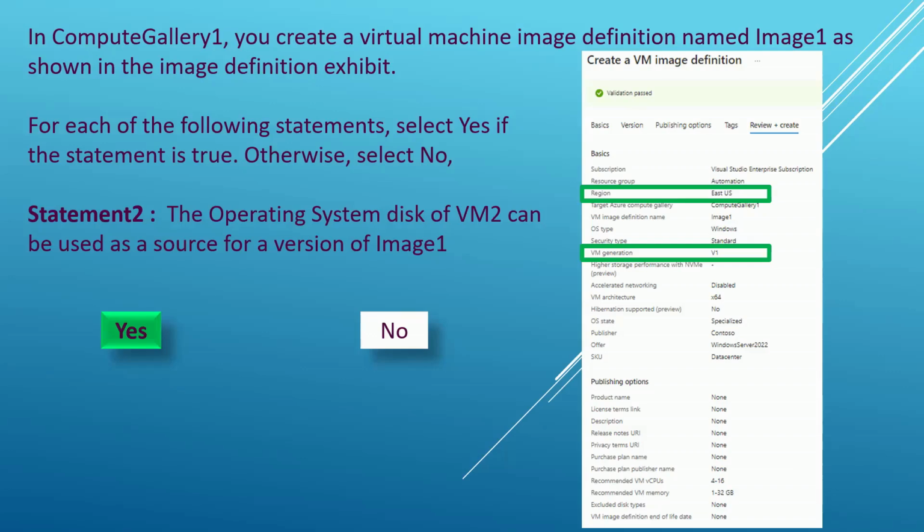Let's look at statement 3. The operating system disk of VM1 can be used as a source for a version of image 1. For this one, you should notice that the region in the VM definition is different than the VM source, so it is an incorrect statement. The operating system disk of VM1 cannot be used as a source for a version of image 1.